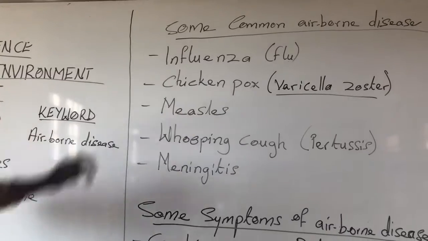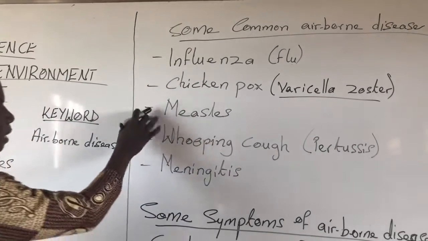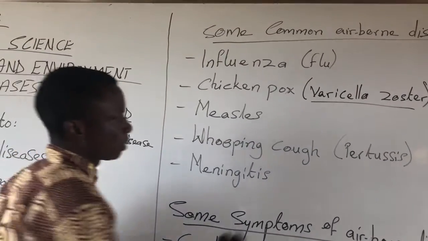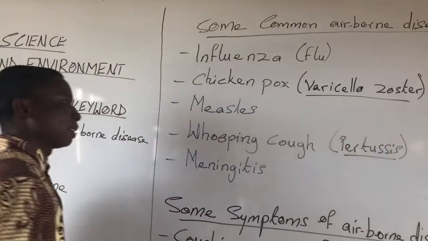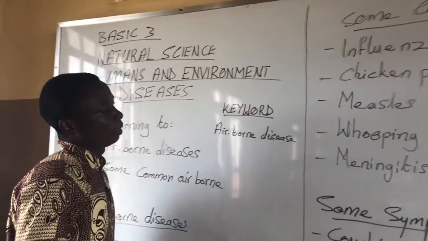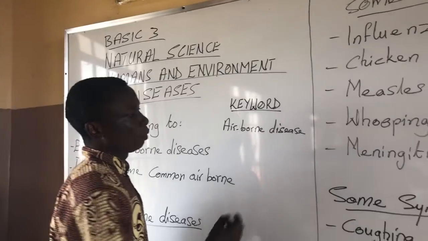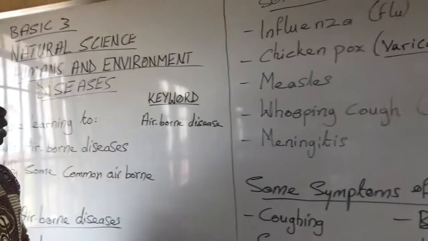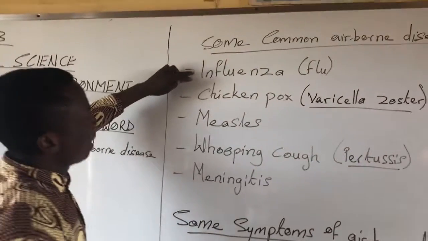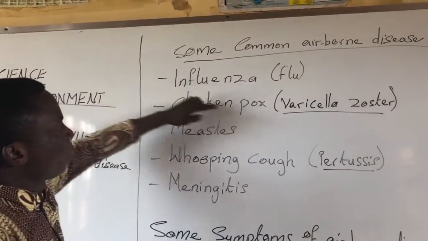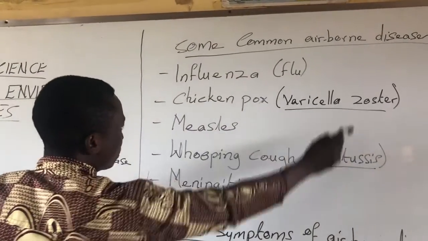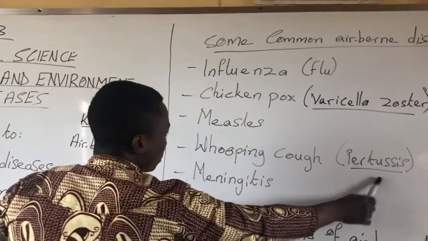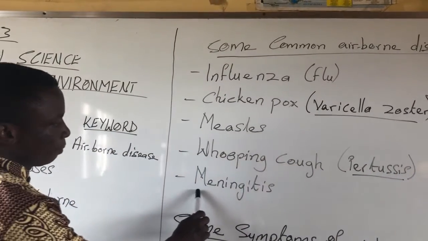Let's look at the next one. Measles. We met this one in our previous lesson. We have whooping cough, or what? Pertussis. This one too, imagine the pronunciation. Pertussis is very difficult to pronounce. And we also have meningitis. So let's quickly go through again. Influenza or flu, chicken pox or what? Varicella zoster. We have measles. We have whooping cough or what? Pertussis. We also have meningitis.